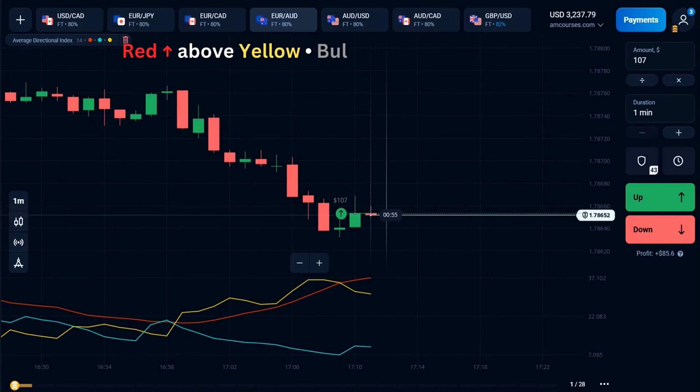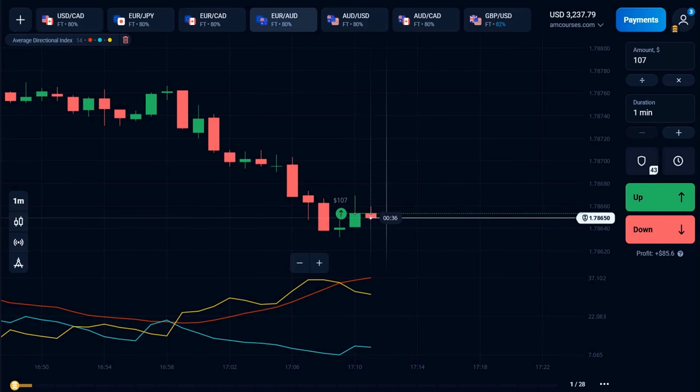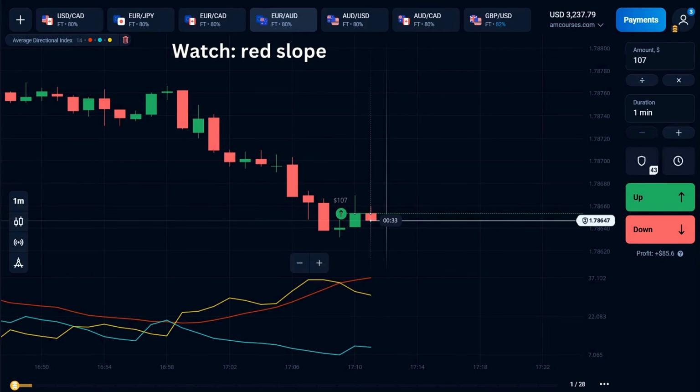Look at the lines below. The red line pushes up and crosses above the yellow line. The signal candle just closed bullish. So I'm not jumping mid-candle. I enter a 1-minute buy trade on the next candle. Now the trade is running. I want the red line to keep rising and stay above the yellow line.